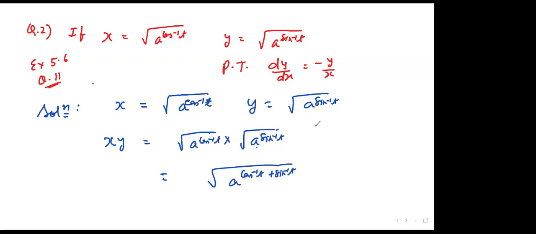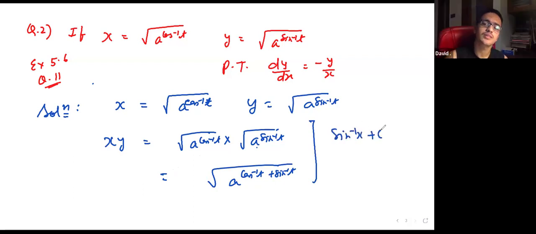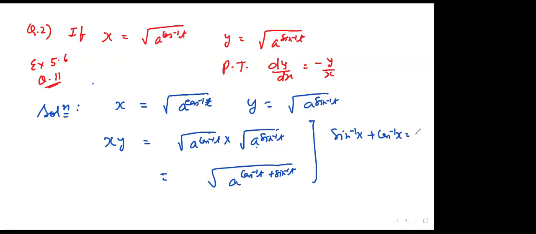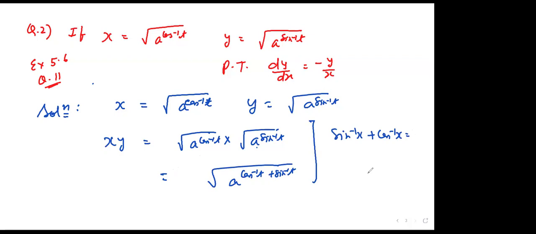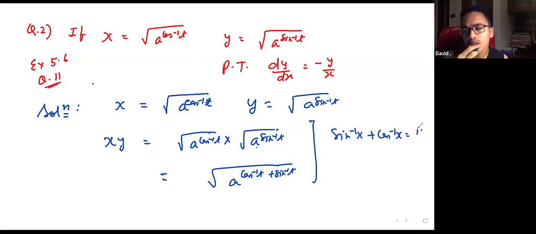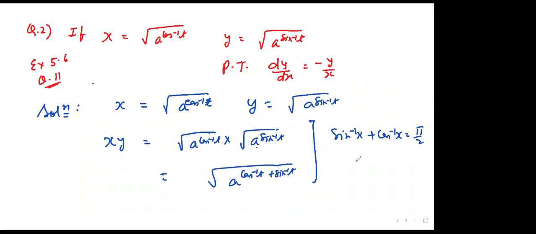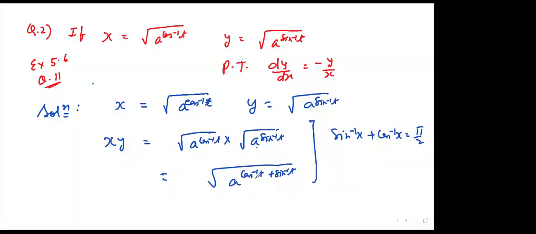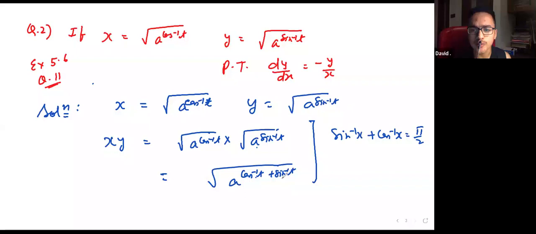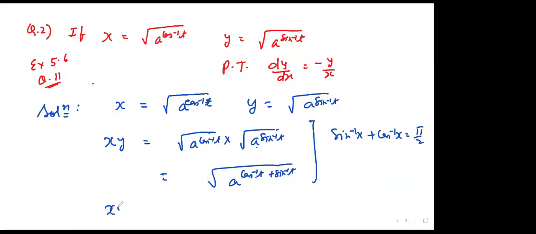There is an identity. Do you remember that? Sine inverse x plus cos inverse x is pi over 2. This is an identity in inverse trigonometric functions, the second chapter. So cos inverse t plus sine inverse t will be pi over 2. So xy equals square root of a to the power pi over 2.